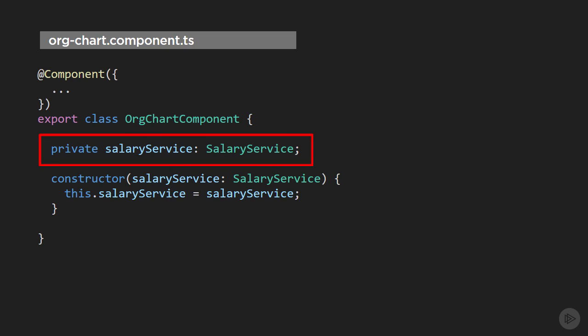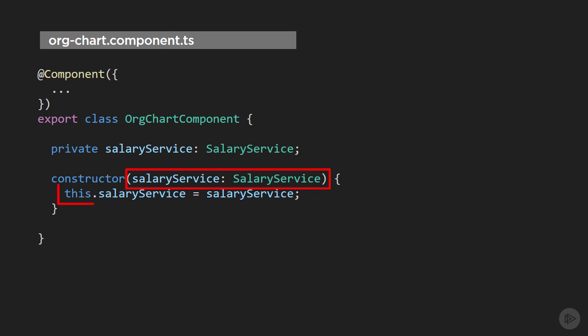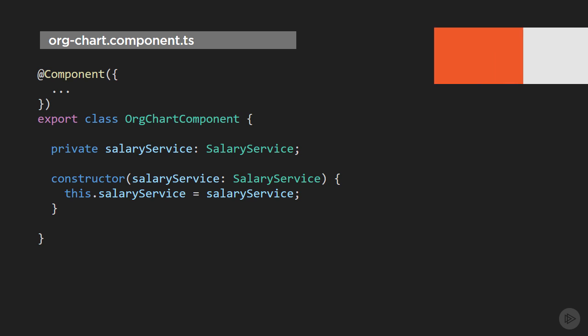We'll create a private property called salaryService of type SalaryService. And then inside our constructor, salaryService will be injected, and we'll assign that to the property salaryService. Now this is very repetitive code. And while it might make sense, it can be difficult to type, especially since we're working with injected dependencies all the time. So TypeScript has a special way to simplify this.